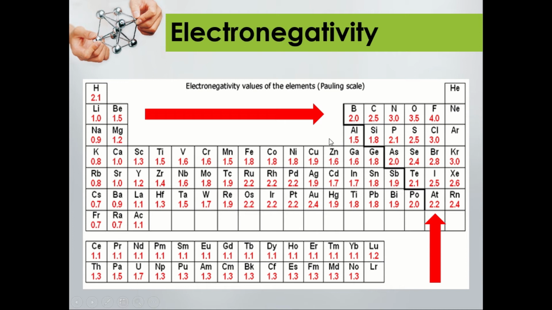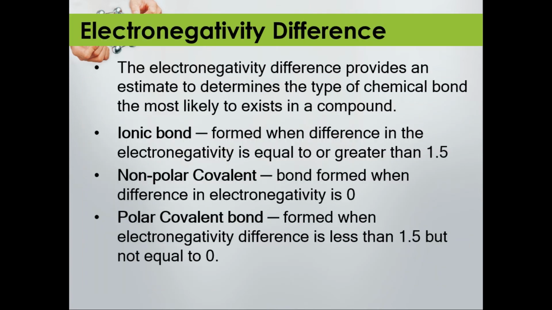Okay, so 0.9 minus 3 equals what? It is 2.1. So that is the electronegativity difference between the sodium and chlorine. So for the type of bond, we can now identify what type of bond happened between sodium and chlorine.